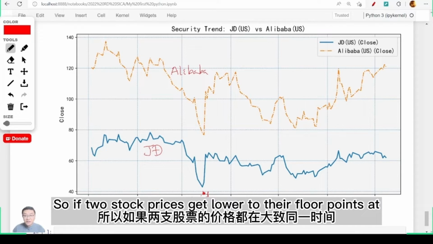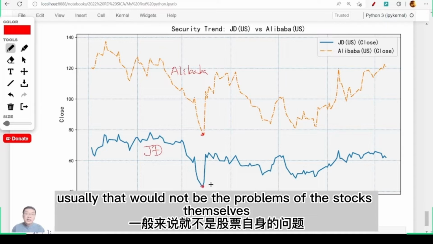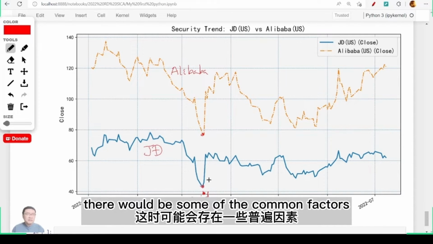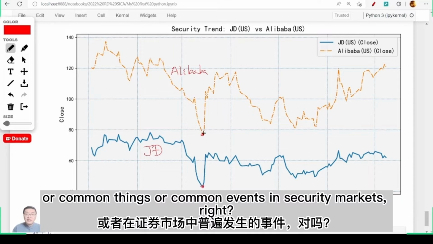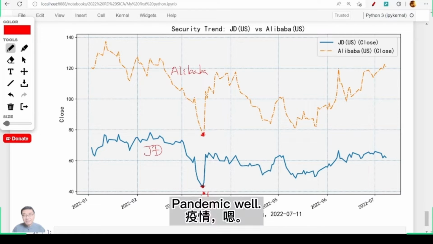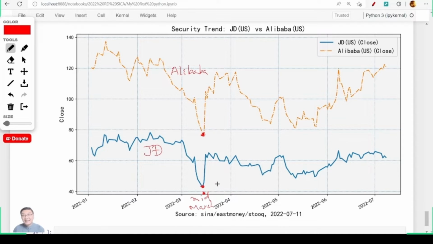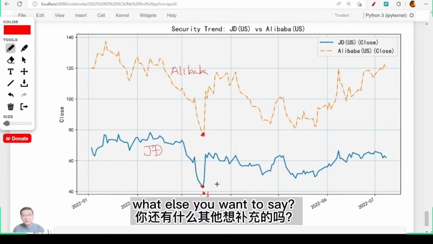So if two stock prices get lower to their floor points at roughly the same time, usually that would not be a problem of the stocks themselves. There would be some common factors or common events in the security markets, right? Yeah, like the pandemic. The pandemic is probably one of the reasons. Okay. And what else do you want to say?